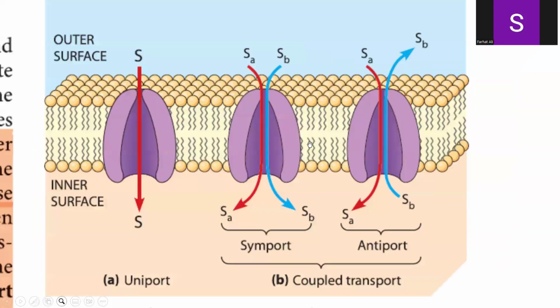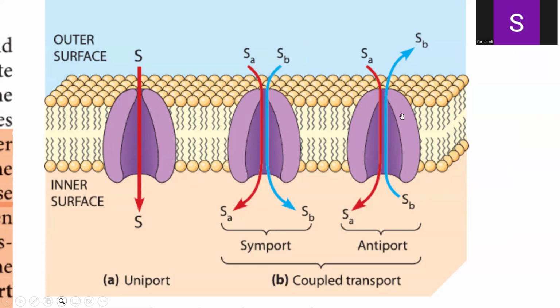Two types of solute molecules at a time. So there are two ways in which this is done. This is called coupled transport. In coupled transport, two types of solute molecules are transported simultaneously. For example, in the first case, you can see that solute A and B, SA, SB, they both are transported in the same direction. This is called a symport.